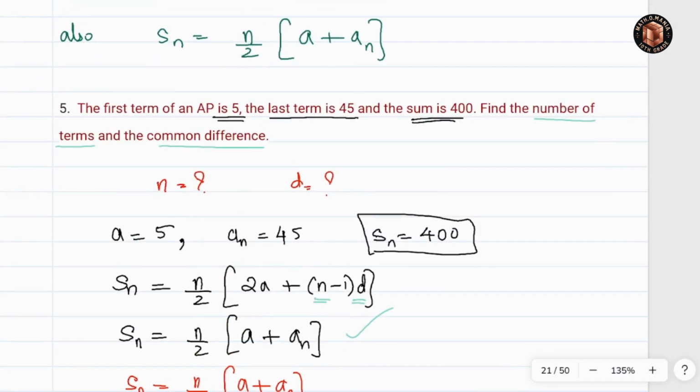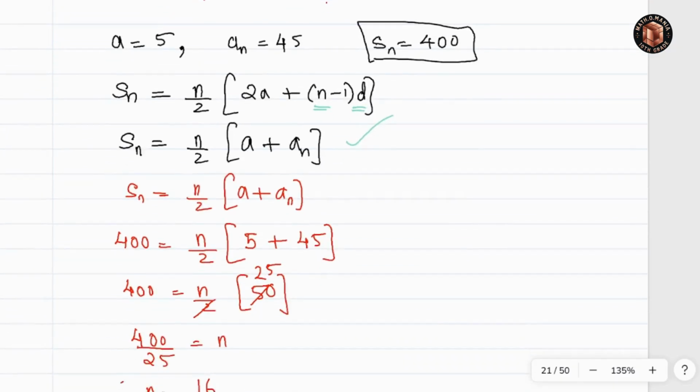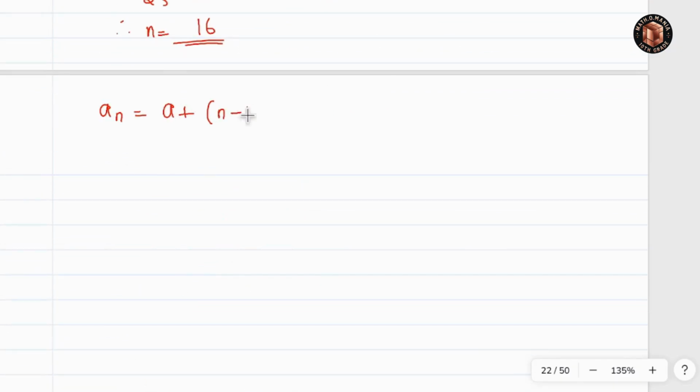Now what I need to find? I need to find the value for the d. Okay, an equal to what? a plus (n minus 1) into d.